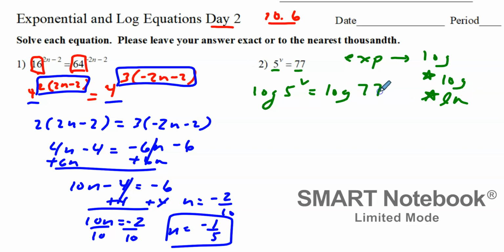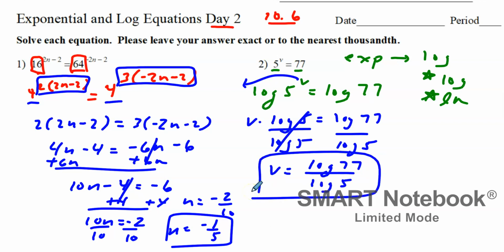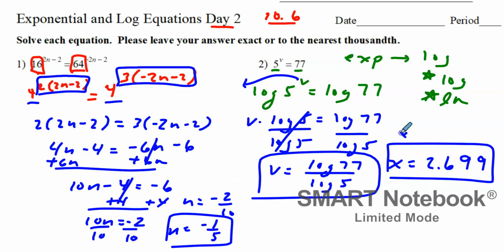So log of 77. Now that we applied log on both sides, the exponent would come down in front. So you have v times log of 5 equals log of 77. And then you would divide both sides by log of 5. So you have v equaling in exact form log of 77 over log of 5, which is absolutely the correct answer. But if you would like to also write your answer as a decimal, because sometimes I will ask you to do so, x would be 2.699 if you rounded to the nearest thousandth. Originally it's x equals 2.6989, but you'd make sure to round the 8 up to a 9.